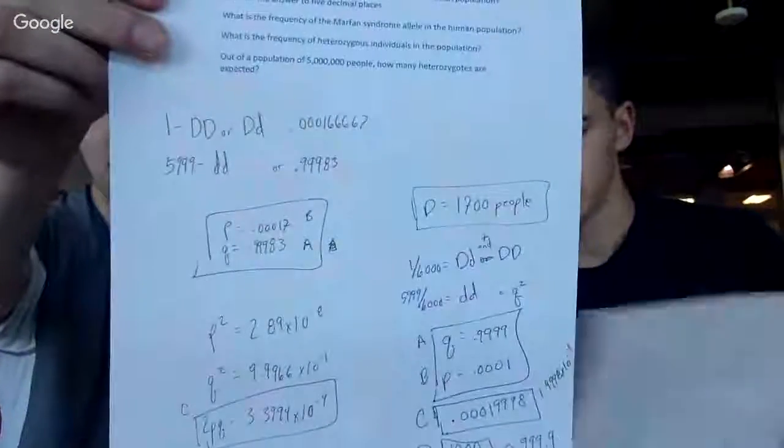For C, the frequency of heterozygotes, you take your answer from A, multiply by the answer of B, multiply that by 2, and you get an answer of 1.9998 times 10 to the negative 4th will be heterozygous. And then for a population of 5 million, you take your answer from C, which is the frequency of heterozygotes, multiplied by 5 million. You get roughly 1,000 people. It comes out to be 999.9 people. So about 1,000 will be heterozygous for that. And there's the work for that one in blue.